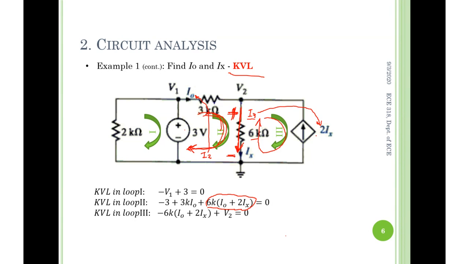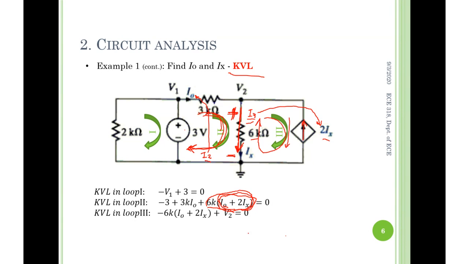Look at the I3 direction, downwards here, because it's counterclockwise rotating. 2IX is what? Upward. I3 equals negative 2IX. Therefore, I2 minus I3 equals what? I0 plus 2IX. This is how we come up with this. So this is one term here.